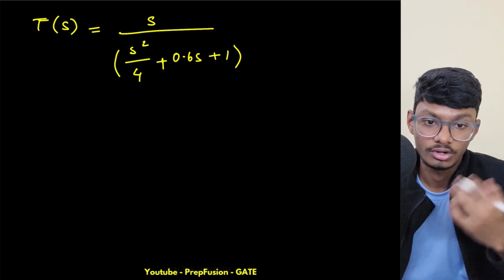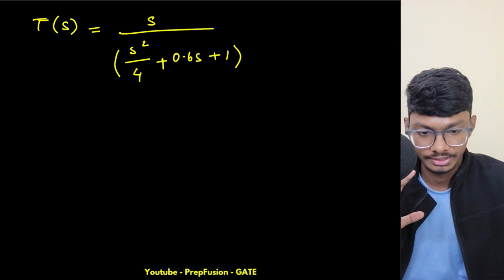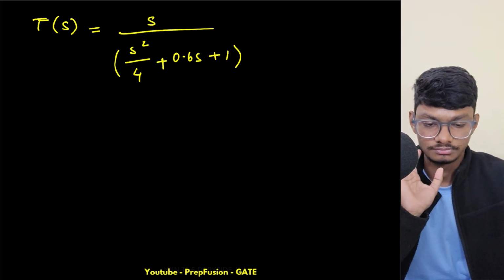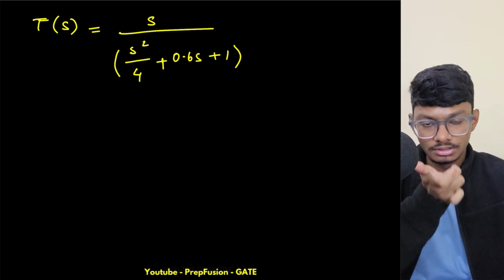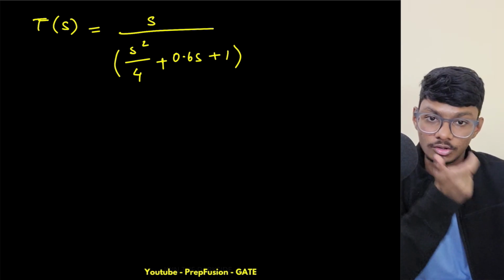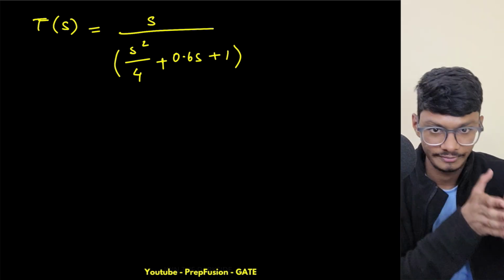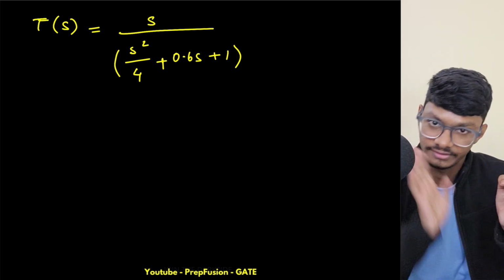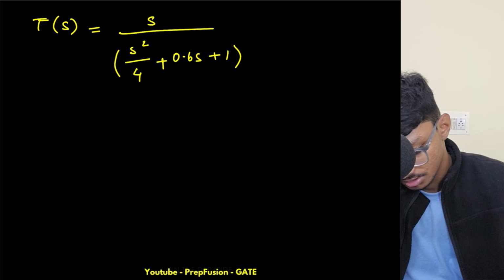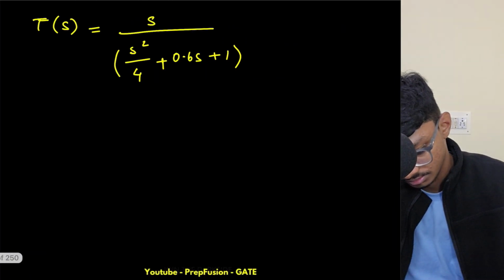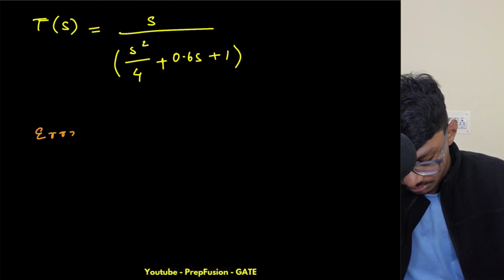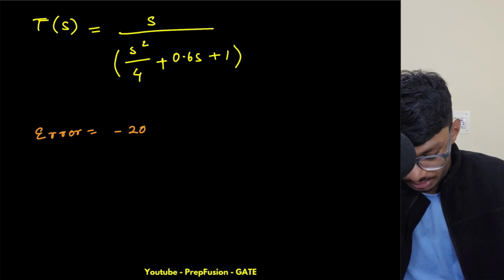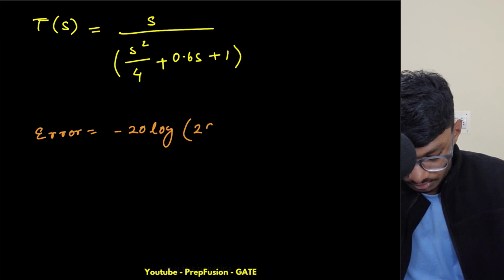So this is done. Now what about my error? Error is simply minus 20 log of 2 zeta. If you want, you can remember the formula, or you can derive it from the basics. I have derived it from the basics also. So error equals minus 20 log of 2 zeta.